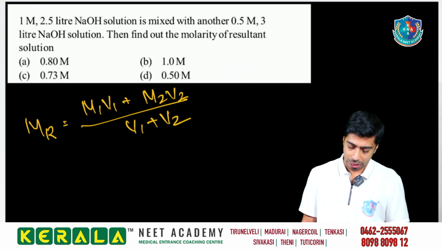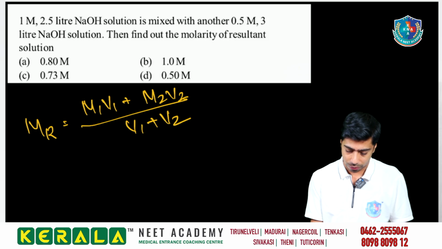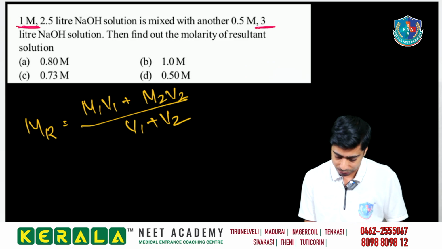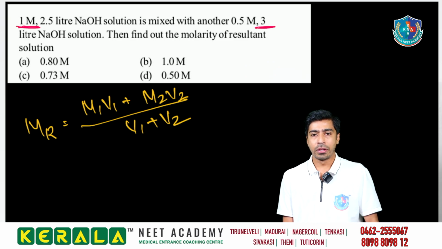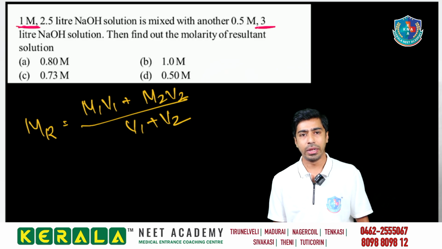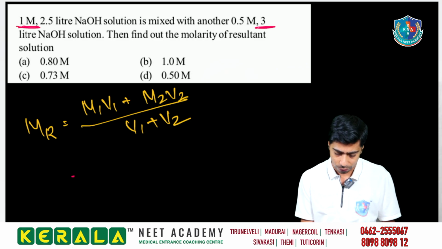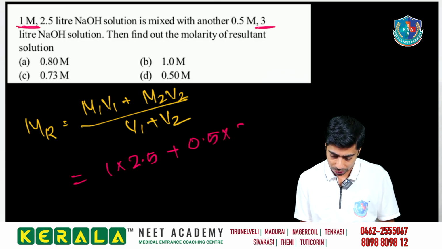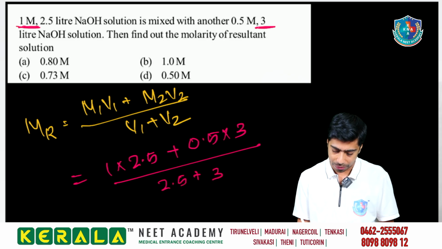And here, see, the molarity values are given as 1 molar and 0.5 molar. So definitely the answer will be between 0.5 and 1. That means the molarity will not go less than 0.5 and it will not go above 1. So we'll apply the formula. M1 V1, that means 1 into 2.5, plus M2 V2, 0.5 into 3, divided by 2.5 plus 3 will be the answer.